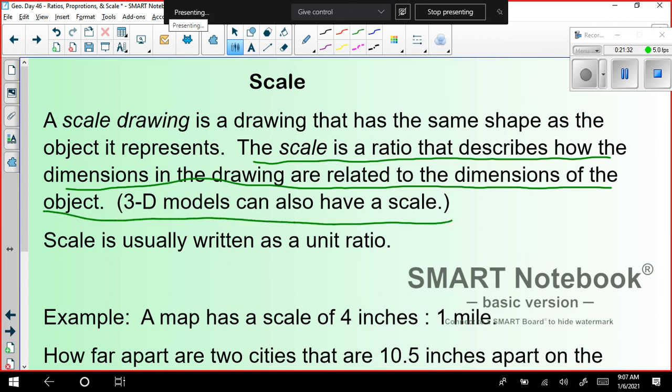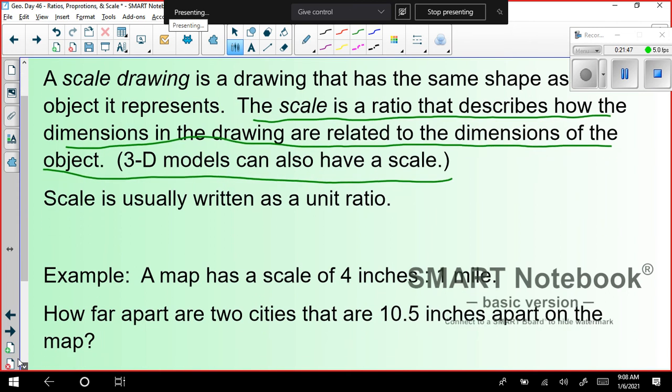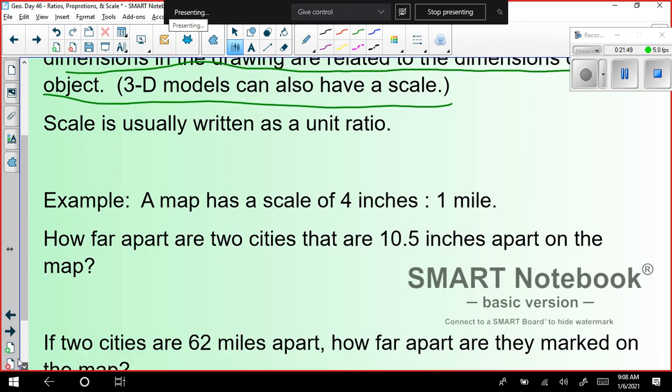3D models can also have a scale. Scale is usually written in unit ratio. For example, a map has a scale of 4 inches is to 1 mile. So whenever we have 4 inches on the map, it represents 1 mile in reality.